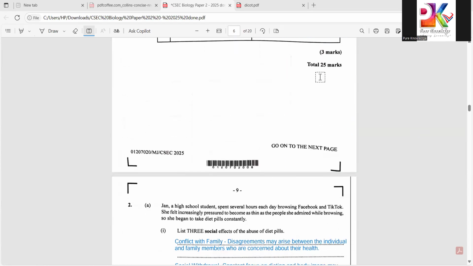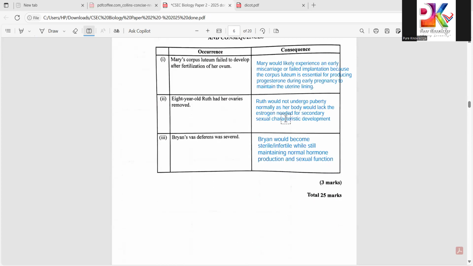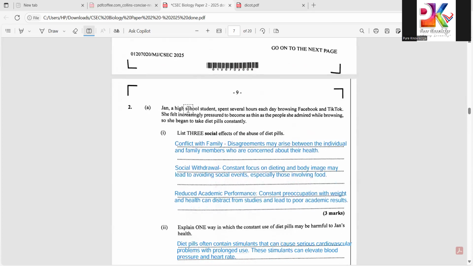Next question, and that is 25 marks. So section A, let me know what you did on that, guys. Next one says John, a high school student, spends several hours each day browsing Facebook and TikTok. Is it Jane or John? Well, I'm horrible with names. I think that's John. She felt increasingly pressured to become as thin as people she admired while browsing, so she began to take diet pills constantly. List three social effects of the abuse of diet pills.